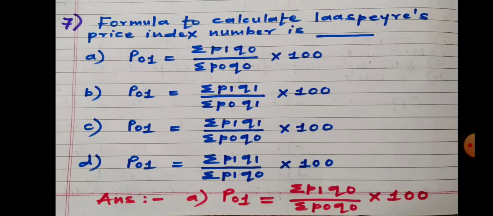Formula to calculate Laspeyres price index number is dash. And here four formulas are given and they are in the form of A, B, C, D. You have to choose any one option, that is your answer. And here correct option is option number A. P01 is equal to sigma P1 Q0 divided by sigma P0 Q0 into 100. So this is the correct formula to calculate Laspeyres price index number, that is P01 is equal to sigma P1 Q0 divided by sigma P0 Q0 into 100. So in this objective type question, no need to write format of the question, directly mention your answer.